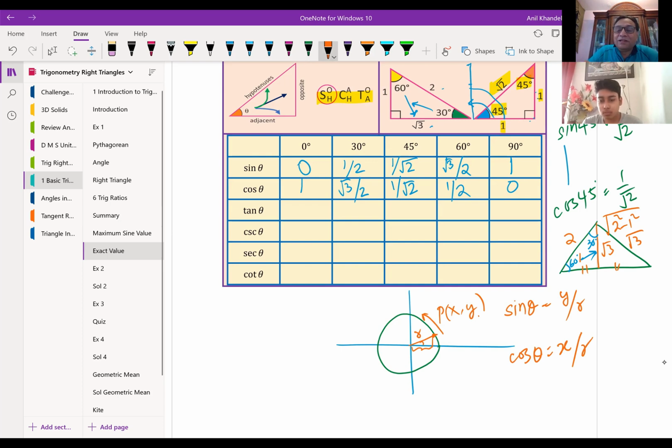Now, if I am moving in this direction, you see the opposite side is increasing. So from 0 to 90, this is increasing. But the adjacent side is decreasing, right? As you move, the adjacent side shrinks, so that is decreasing from 1 to 0. Get the idea? The picture gives you a good idea of how things are changing.